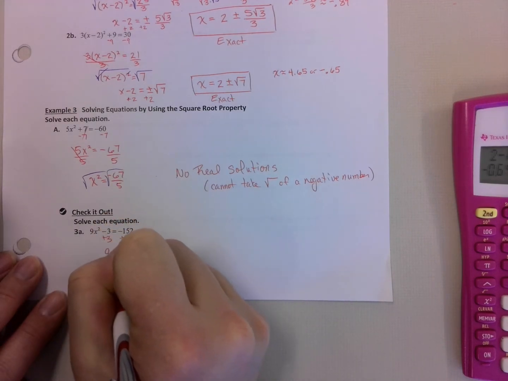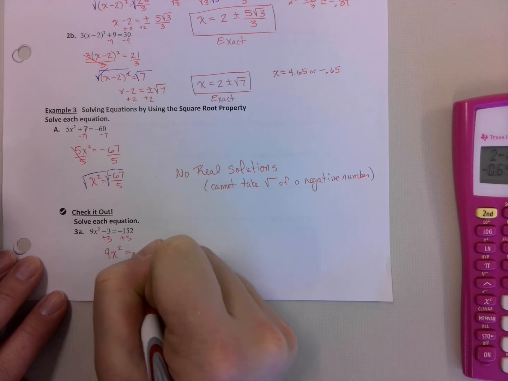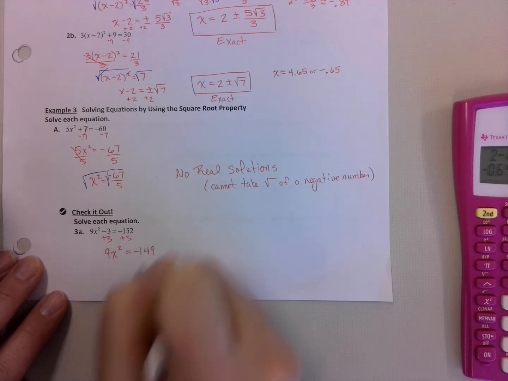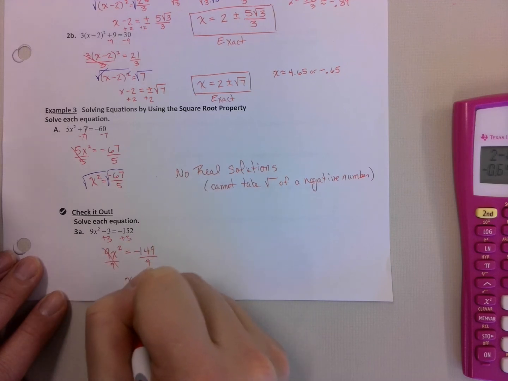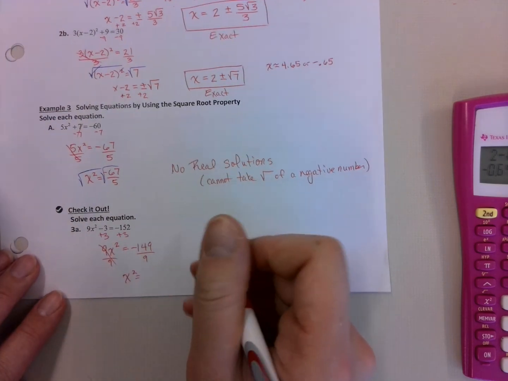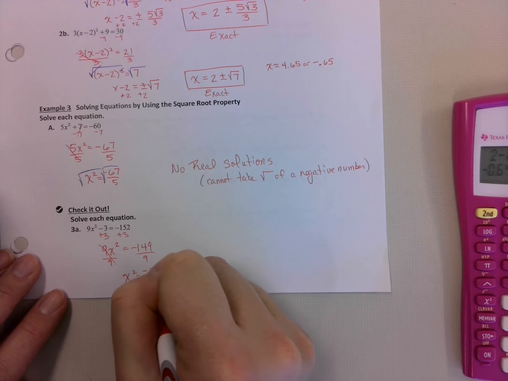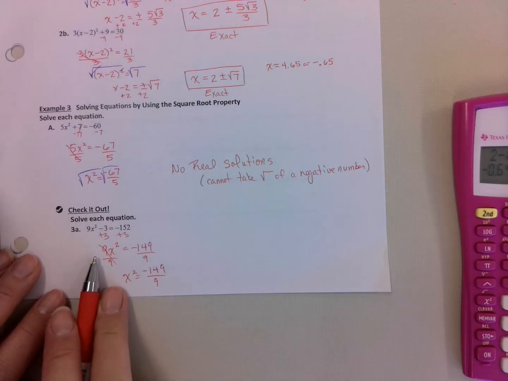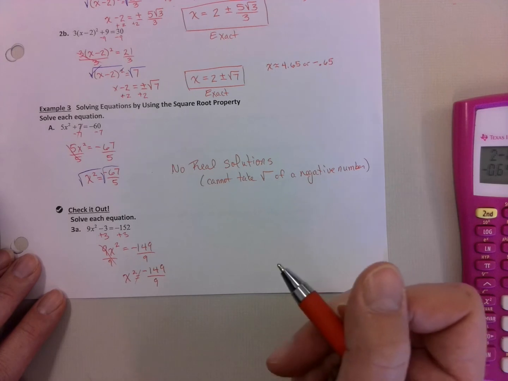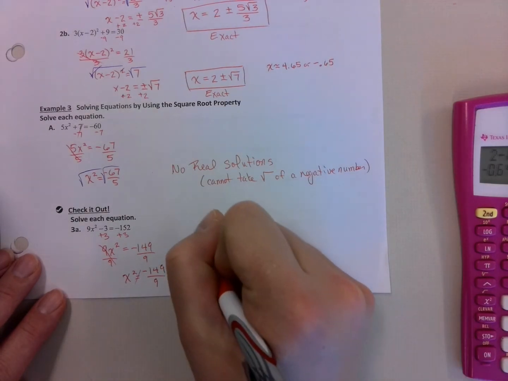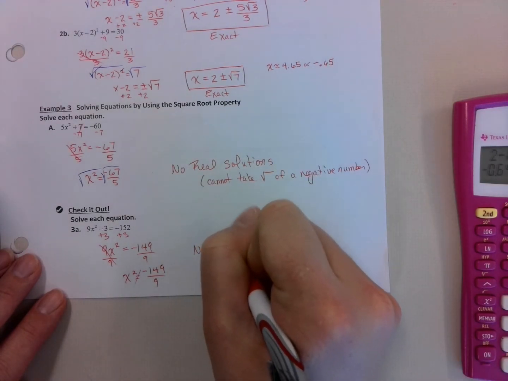All right, so looking at the next one, I'm going to come in, I'm going to add 3. So I get 9x squared equals negative 149. Then I'm going to divide both sides by 9. So again, a little messy because 149 and 9 don't reduce, but the big deal is that negative sign's there. Now if this was a negative 9 and I divided by negative, I'd have a positive, we could work with that. But again, I can't take the square root of a negative, so there are no real solutions.